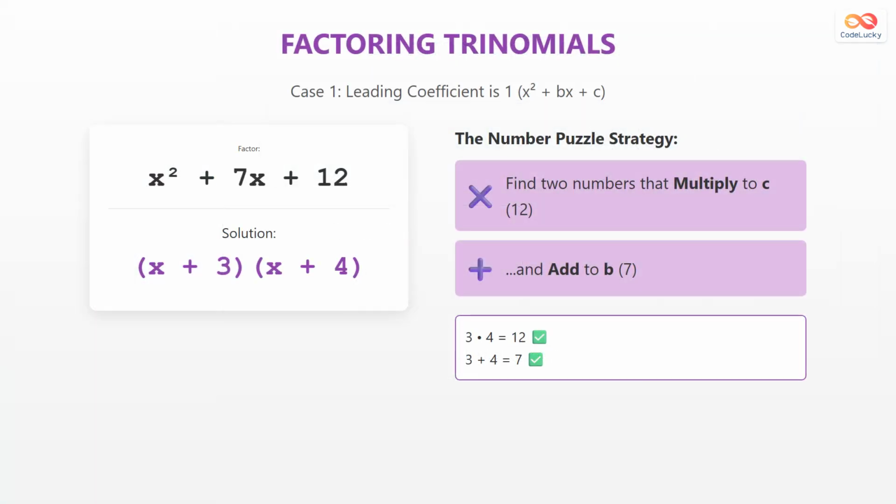If you have 3 terms, you are dealing with a trinomial. The simplest case is when the leading coefficient is 1, like in x squared plus 7x plus 12. Here, we play a number puzzle. We need 2 numbers that multiply to give us the last number, 12, and add up to give us the middle number, 7. 3 and 4 fit this perfectly. So, the factors are quantity x plus 3 times quantity x plus 4.